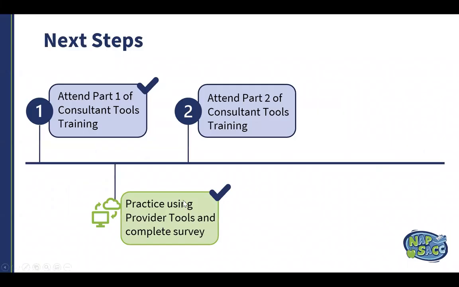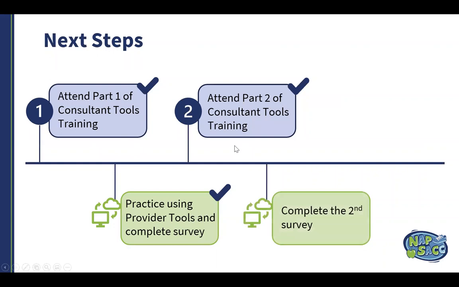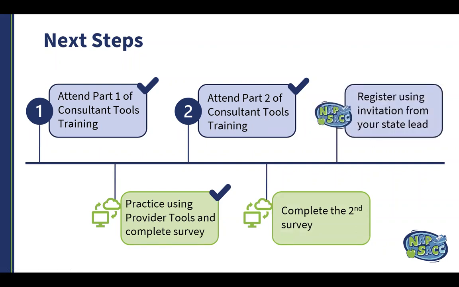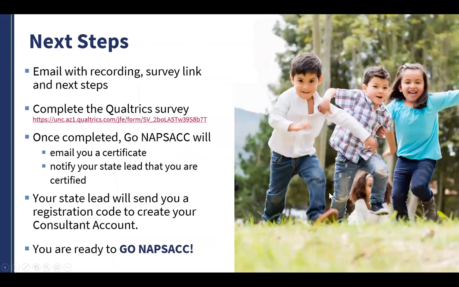All right, so your next steps. You've now attended part 2 of consultant tools training. You're going to complete the second survey. I will send you the link for that in a follow-up email today. And then next week, we will send your state lead information, letting them know that you've completed training, and they will be the ones to send you an invitation to make your account. So if you don't receive that information from them, reach out to them. You can reach out to us too, but reach out to them first. So that's really it.